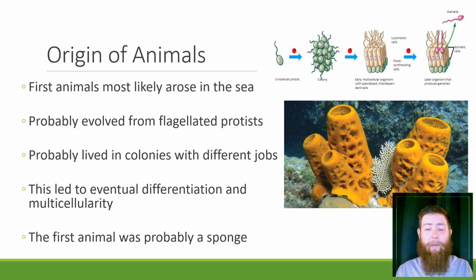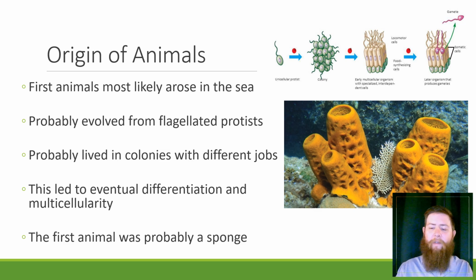Animals first likely arose in the ocean, probably starting from structures like these flagellated protists, that as they started to live in colonies, maybe got the ability to differentiate. And as this differentiation happened, we started to get these very, very simple animals. The first multicellular animal-like thing was probably a sponge. It probably looked something like these guys here. And then all other animals expanded upon that, adding limbs and gills and backbones and all those good things.